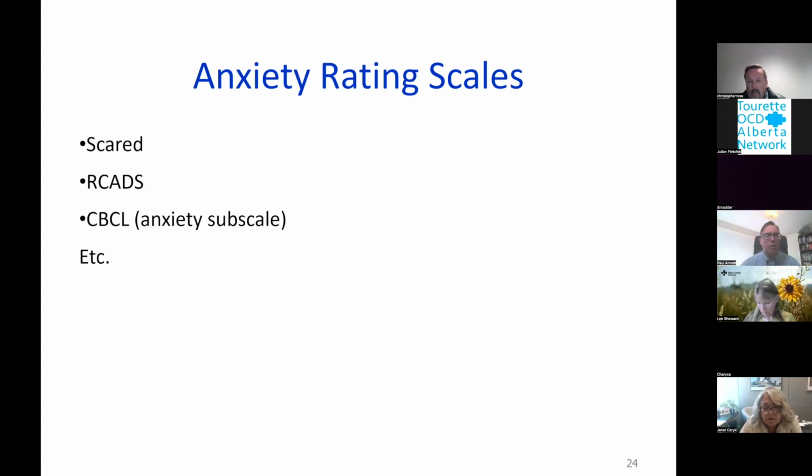RCADS is becoming the equivalent for children. That's the Revised Child Anxiety and Depression Scale. There's a slightly shorter version of it called the RCADS 25. I actually should have listed that there. That's probably the most practical, feasible one.